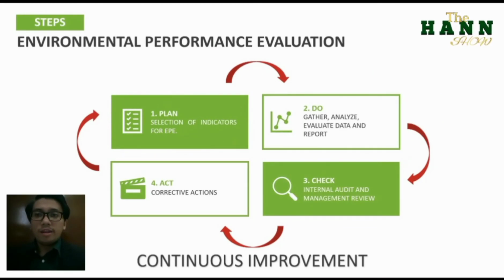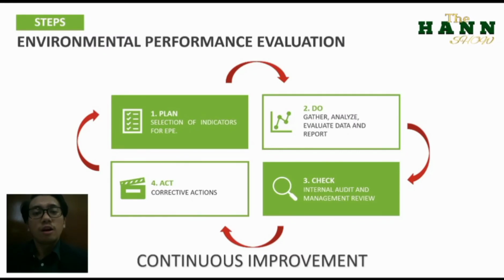So the plan, do, check, act cycle is as following. The first one, plan, which is selection of indicators for EPE. And the second one, do, which is we gather, analyze, evaluate data and report. And then the third one, check, internal audit and management review. And then the fourth one, act, which is corrective action. And then we go back to the first step, which is plan. And then we repeat this cycle. It is also called continuous improvement, which is very similar to Kaizen, or some people will refer this as Kaizen. So that was about current initiative.